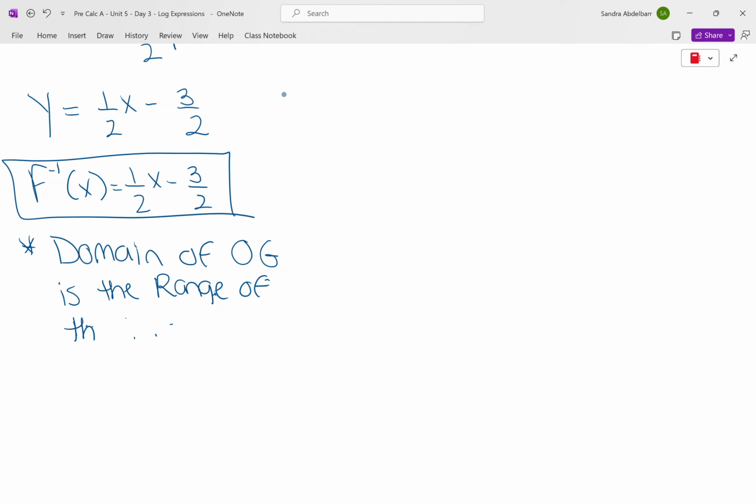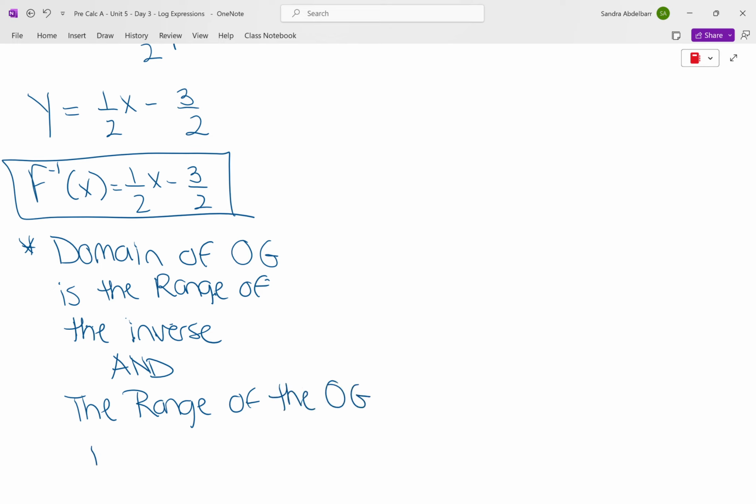The domain of the original is the range of the inverse, and the range of the OG is the domain of the inverse.